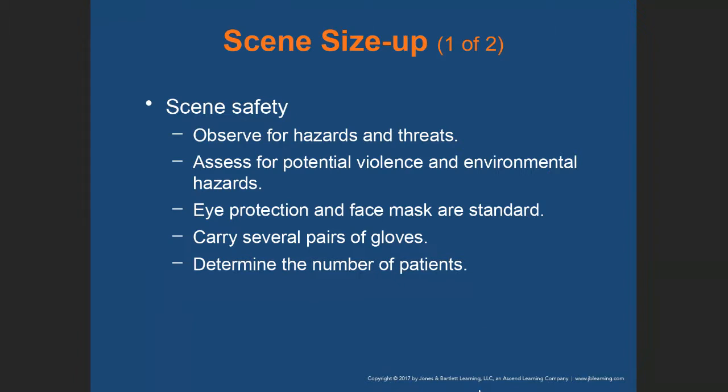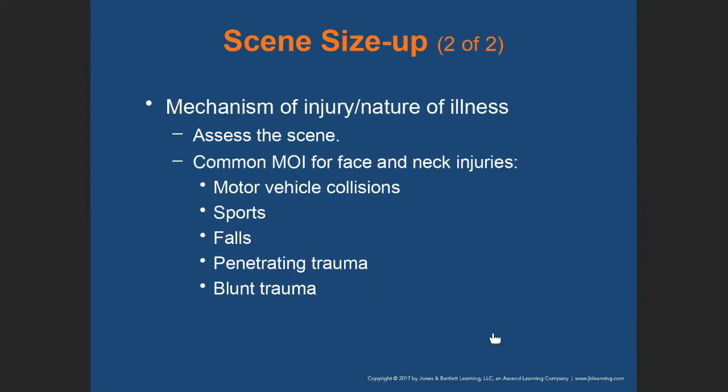Determine the number of patients. Mechanism of injury or nature of illness. Assess the scene. Common MOI for face and neck injury: motor vehicle collisions. Sports. So it's very common in sports, especially contact sports. Falls, penetrating trauma, blunt trauma.